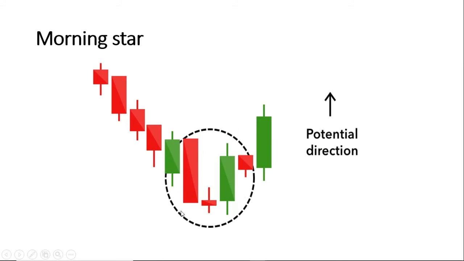You have to observe it carefully, so that when you see it, you take a buy order. The potential direction is upward. So at this point, I advise you all to take a buy order and earn your profits. So this is about the morning star.